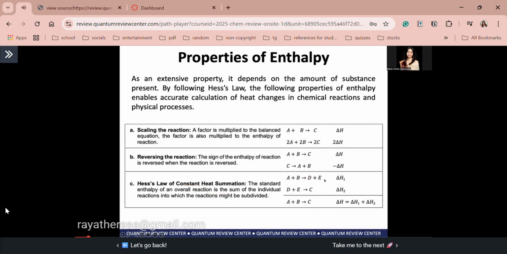Let's look at this example. When you combine reaction 1 with reaction 2, the C and D plus E cancel out, right? And this results in an overall reaction of A plus B forms C. Then, the value of delta H is the summation of delta H of the first reaction and delta H of the second reaction.